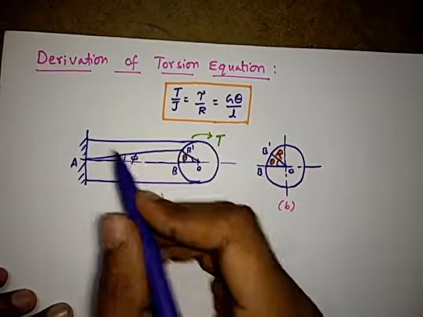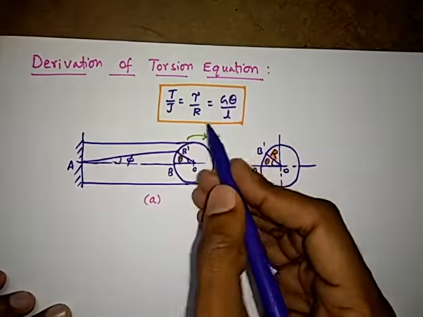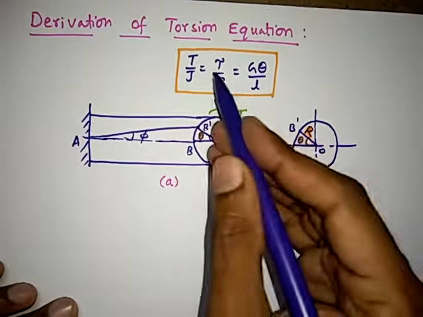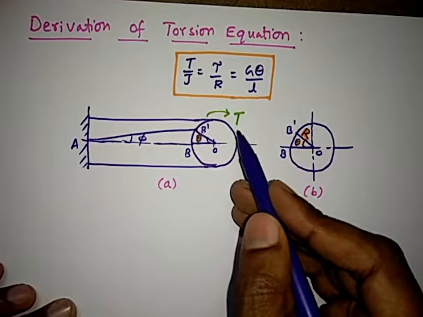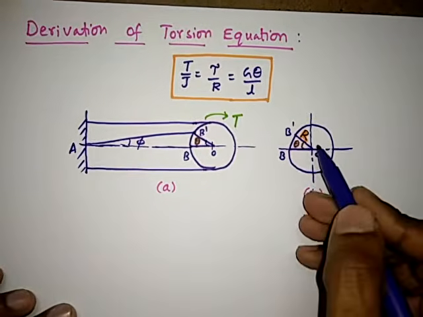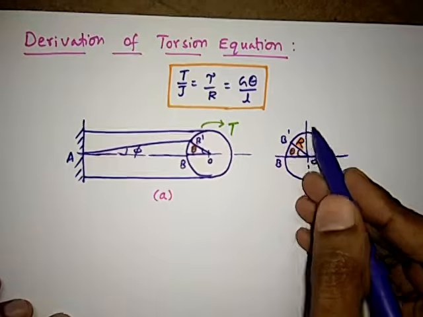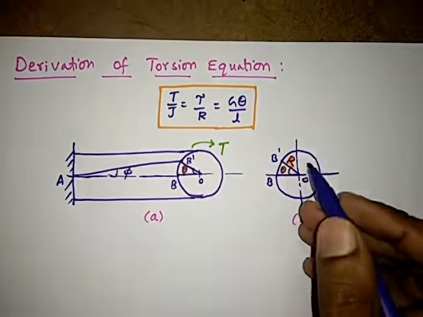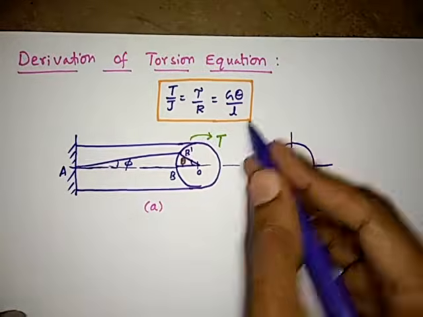We are going to see the derivation of the torsion equation. We know the torsion equation as T by J is equal to tau by R is equal to G theta by L. Here T is the torque applied on the shaft, J is the polar moment of inertia, tau is the maximum shear stress at the radius R, meaning the topmost layer, G is the modulus of rigidity of the material, theta is the angle of twist, and L is the length of the shaft.